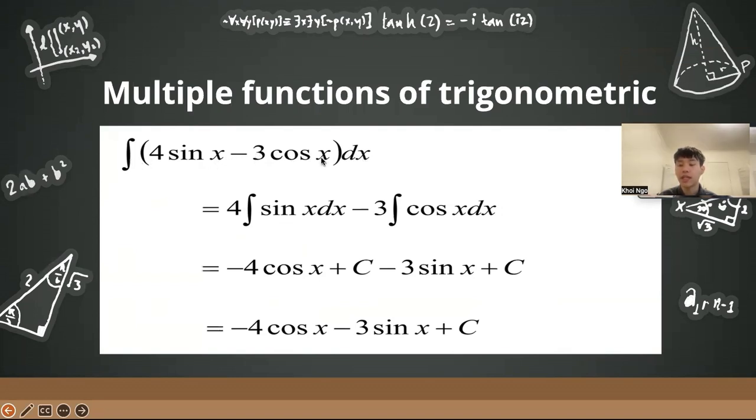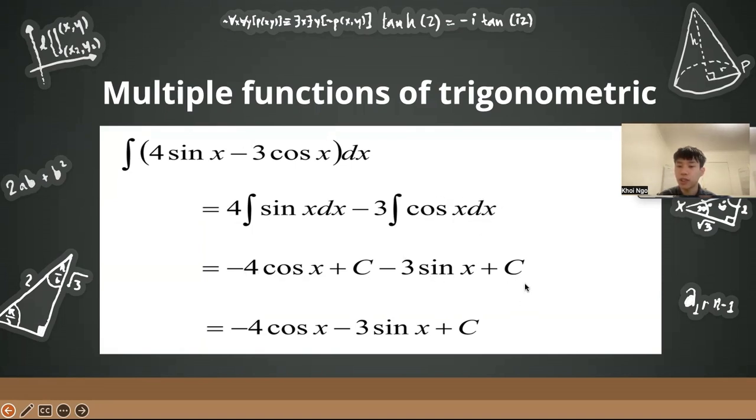So we just split the antiderivative based on the second integration rule. For the first term, the number 4 is just a constant, so we take it outside, leaving the antiderivative of sine x. Then minus 3 is just a constant, so we take it outside, leaving the antiderivative of cos x dx. The 4 here just stays the same. The antiderivative of sine x is minus cos plus c. Minus 3, the antiderivative of cos x, would be sine x.